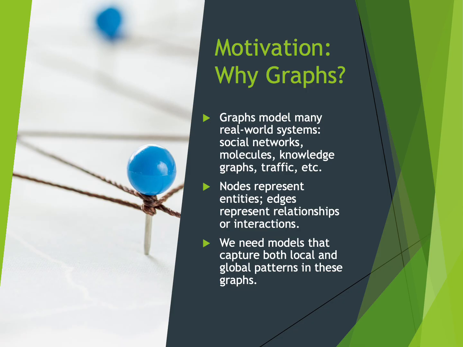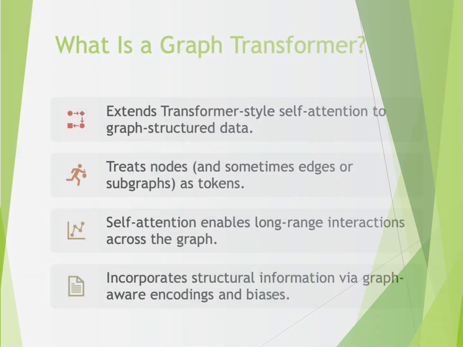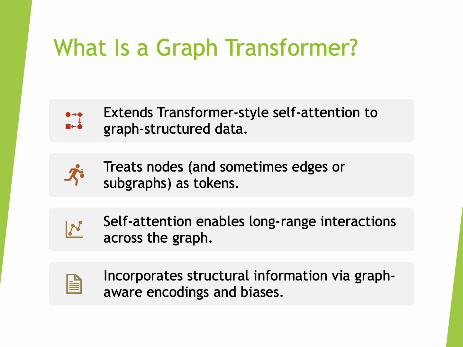Okay, what is a graph transformer? A graph transformer tries to bring the strengths of transformers, especially self attention, into graph learning. We treat nodes and sometimes edges or subgraphs as tokens, just like words in a sentence. Self attention allows each node to attend to many other nodes, potentially across the entire graph, which helps capture long-range dependencies. To respect the graph structure, graph transformers inject additional information such as graph distances or positional encodings directly into the attention mechanism.